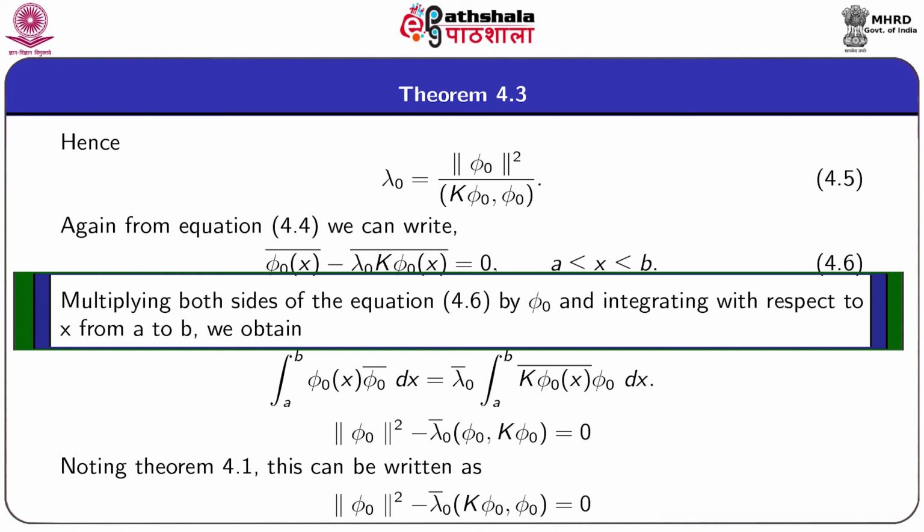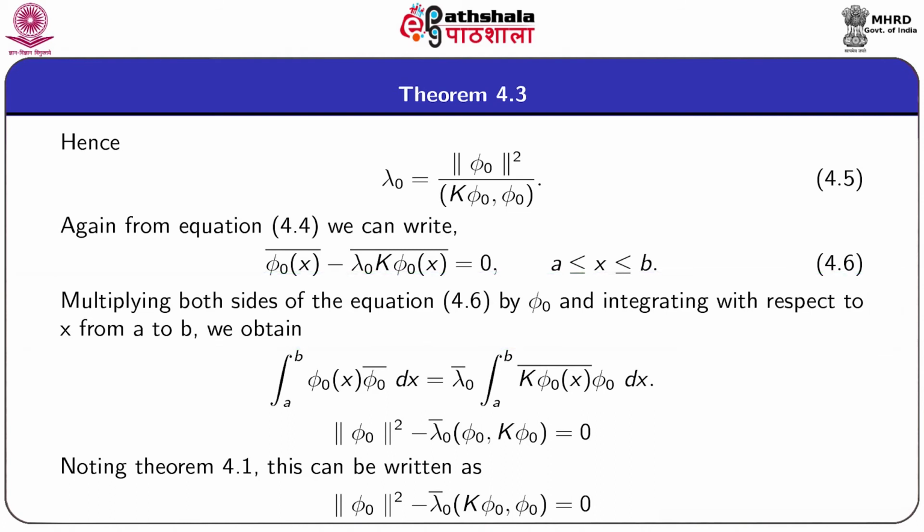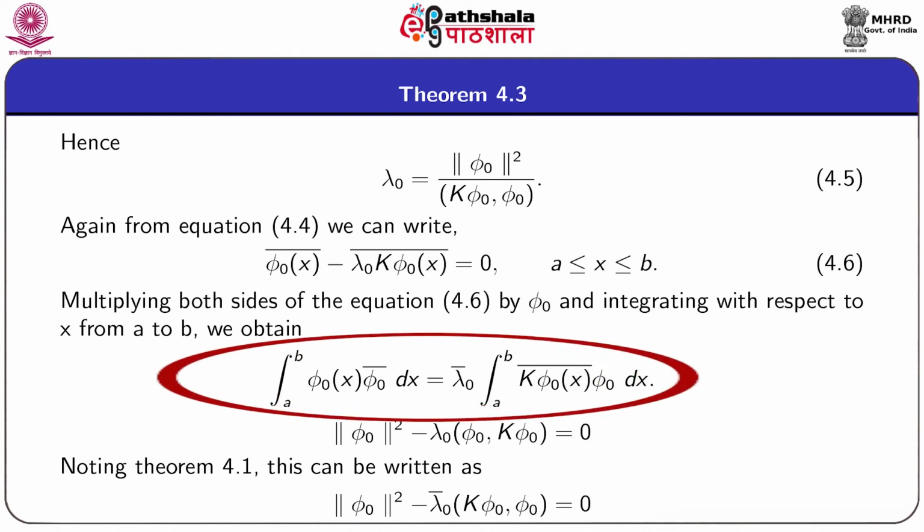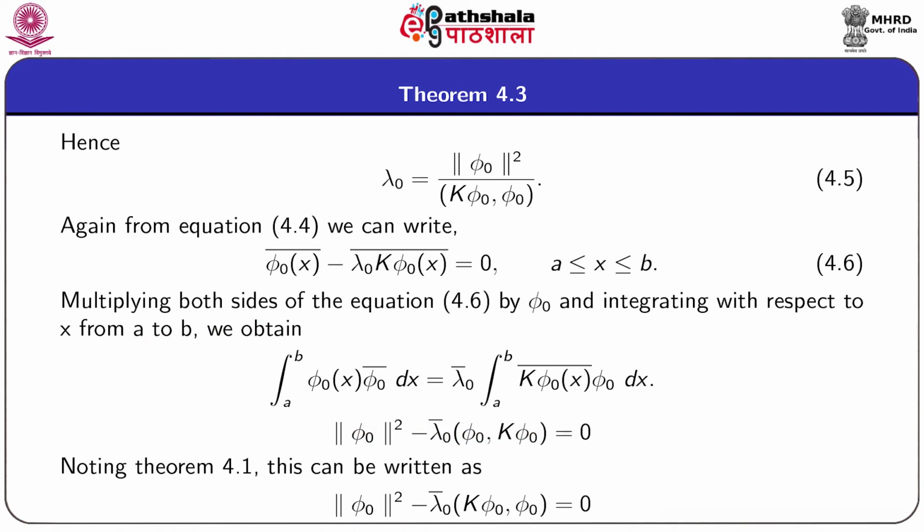Now we multiply equation 4.6 by phi naught x on both sides and integrate with respect to x from a to b to obtain integral from a to b phi naught x into phi naught bar x, that is equal to lambda naught bar integral from a to b capital K phi naught x bar into phi naught x dx. The left hand side is the norm of phi naught square and the right hand side is lambda naught bar into the inner product of phi naught and capital K phi naught.